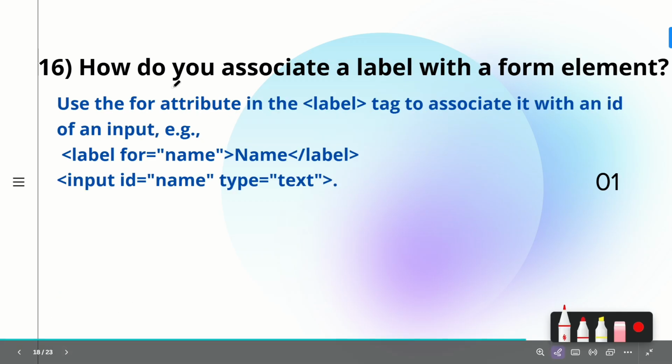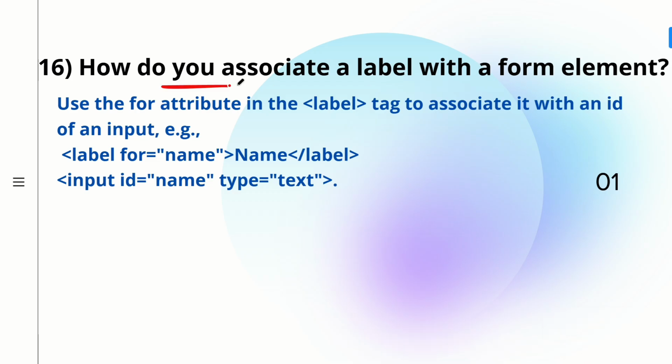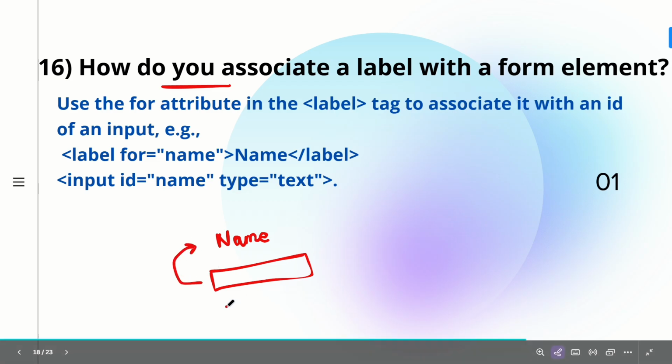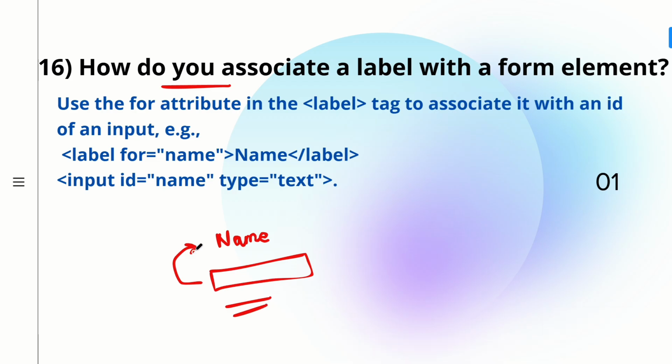Our 16th question here is, how do you associate a label with a form element? So for example, you have a name label, and below that you will be showing your text input field. But what you want to do is associate that this text field is related to this name only, because below this there can be many labels and many input fields, but you want to associate this text input to the label called name. So how do you do that?